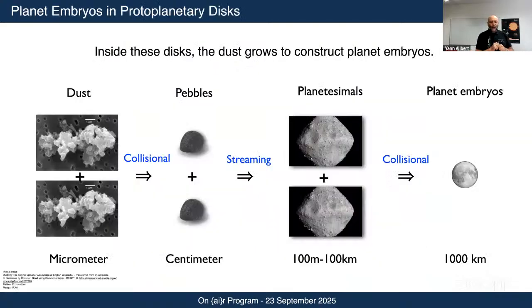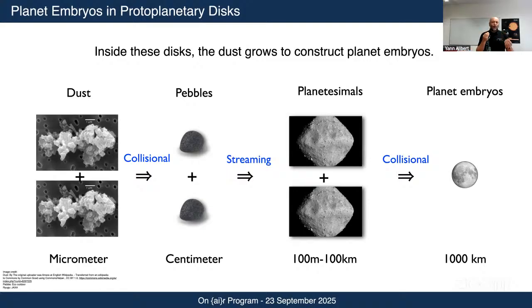So now, in this disk, we know that dust, that is 1% of the mass, will collide, and then it will collide to form bigger objects that we call pebbles. Then these pebbles will form what is called planetesimals. So these are bigger objects. And then at the end, these planetesimals, by collisions, will form what is called planetary embryos.